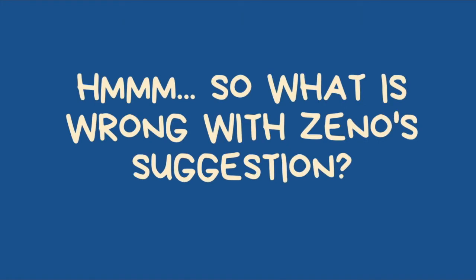We all know that since Achilles is running at a speed 10 times faster than the tortoise, he sure will overtake the tortoise. It's just logic. But Zeno's suggestion seems logical too. This leads to the question, what is wrong with Zeno's explanation?